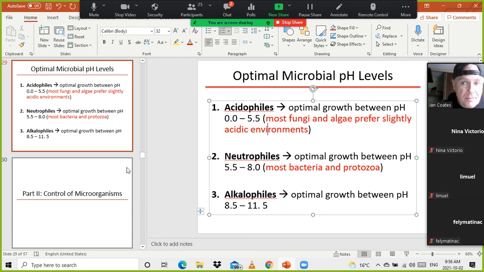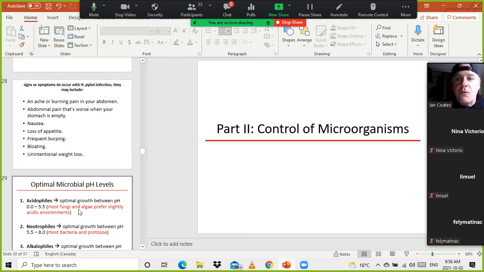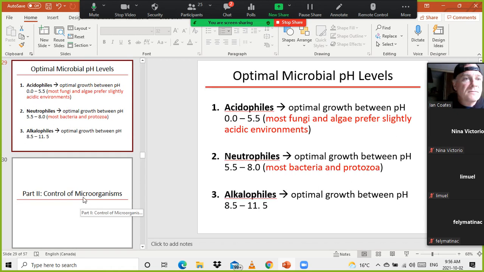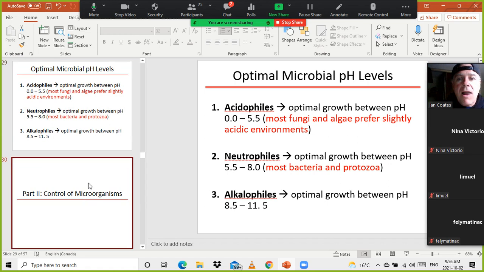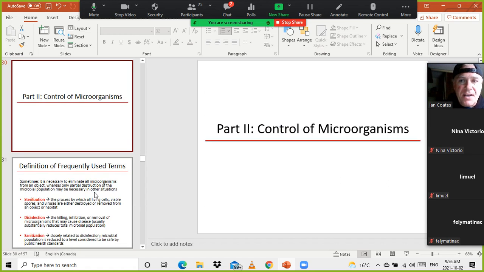Okay, and that's it for the bacteria. The next section here is control of microorganisms, and what we'll do is we'll just continue on. We're about halfway through this PowerPoint here, okay, and then we'll take a 10-minute break at the end of this, and then we'll continue on with the viruses and the other bugs.